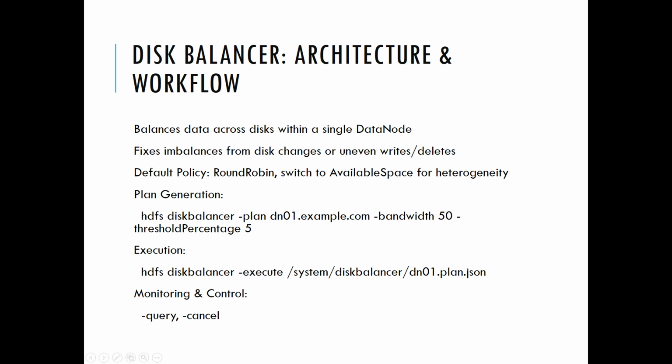The process begins with the planning phase. You generate a balance plan using this command: hdfs diskbalancer -plan dn1.example.com -bandwidth 50 -thresholdPercentage 5. To execute the plan, use hdfs diskbalancer -execute /system/diskbalancer/dn1.plan.json. You can also monitor or control the disk balancer with commands like query and cancel.